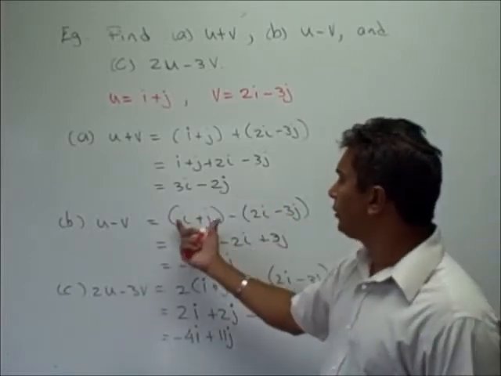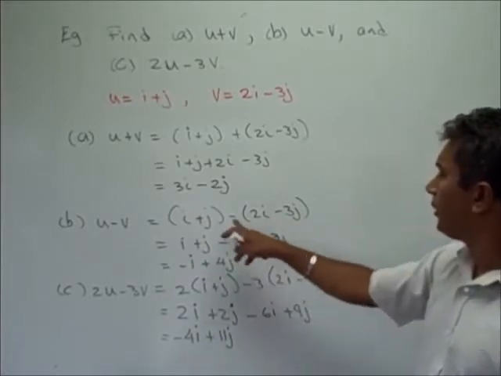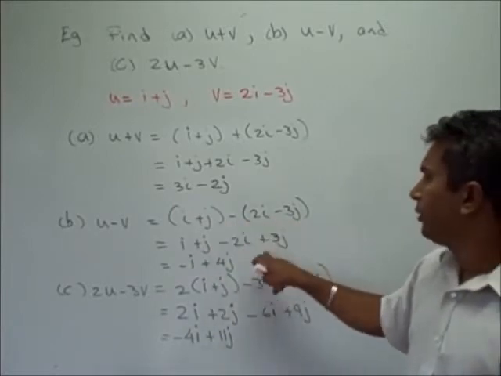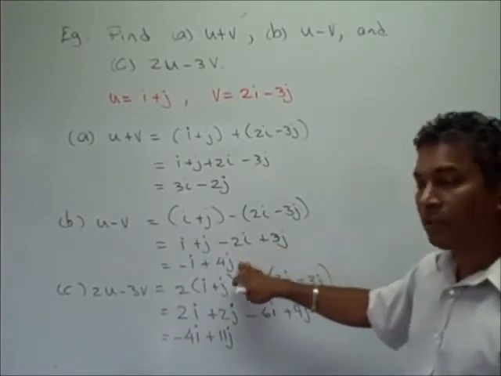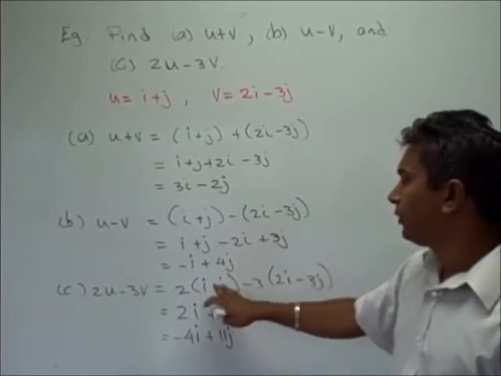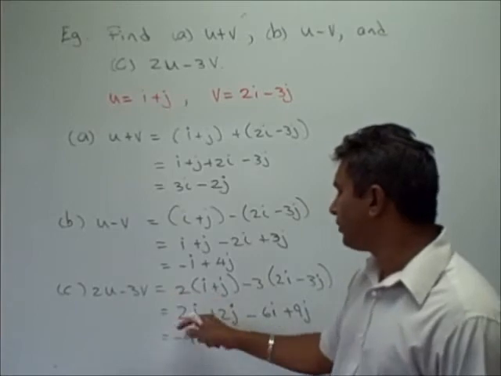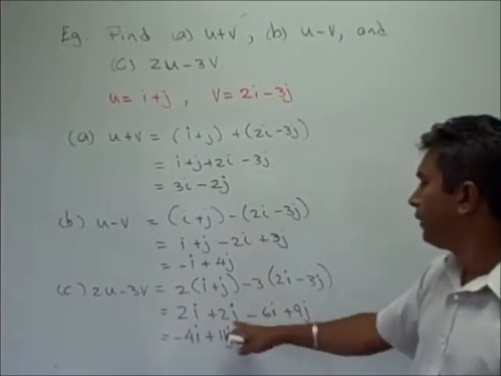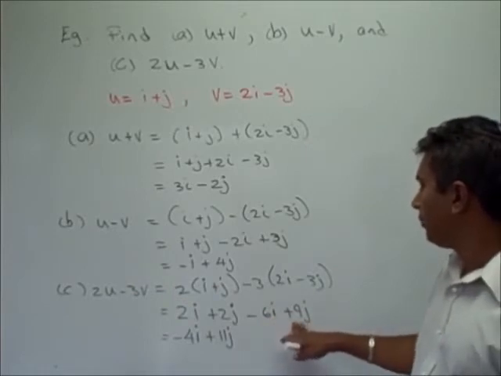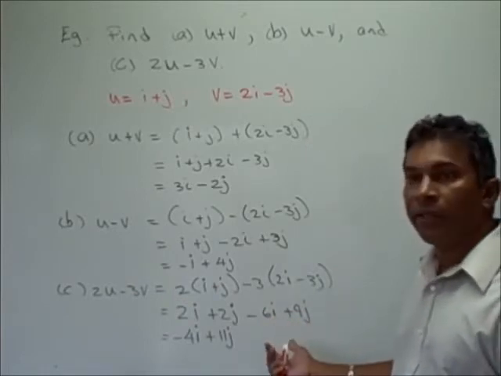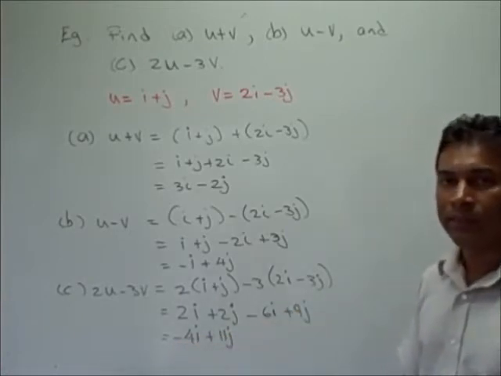u minus v, so this is (i plus j) minus (2i minus 3j). Removing our parentheses, this becomes negative 2i and a positive 3j. So it's 1 minus 2i, which is negative i, and j plus 3j, which is 4j. To find 2u minus 3v, we first multiply u by 2, so this becomes 2i plus 2j, and multiply v by negative 3, which gives us negative 6i plus 9j. Combining our like terms, we have negative 4i plus 11j.